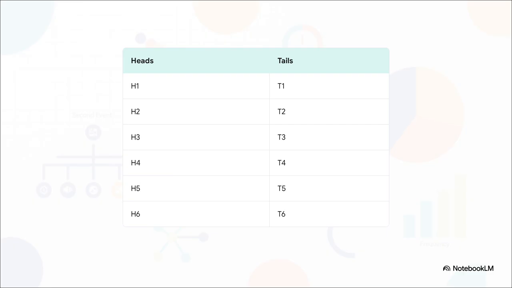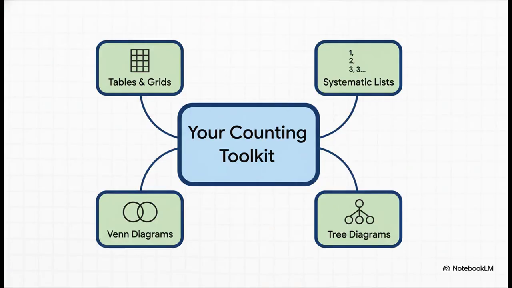And just like that, you can see all 12 possible outcomes laid out perfectly. No guesswork, no chance of missing a combination. And that grid isn't your only choice. You've got a whole toolkit for listing outcomes systematically.